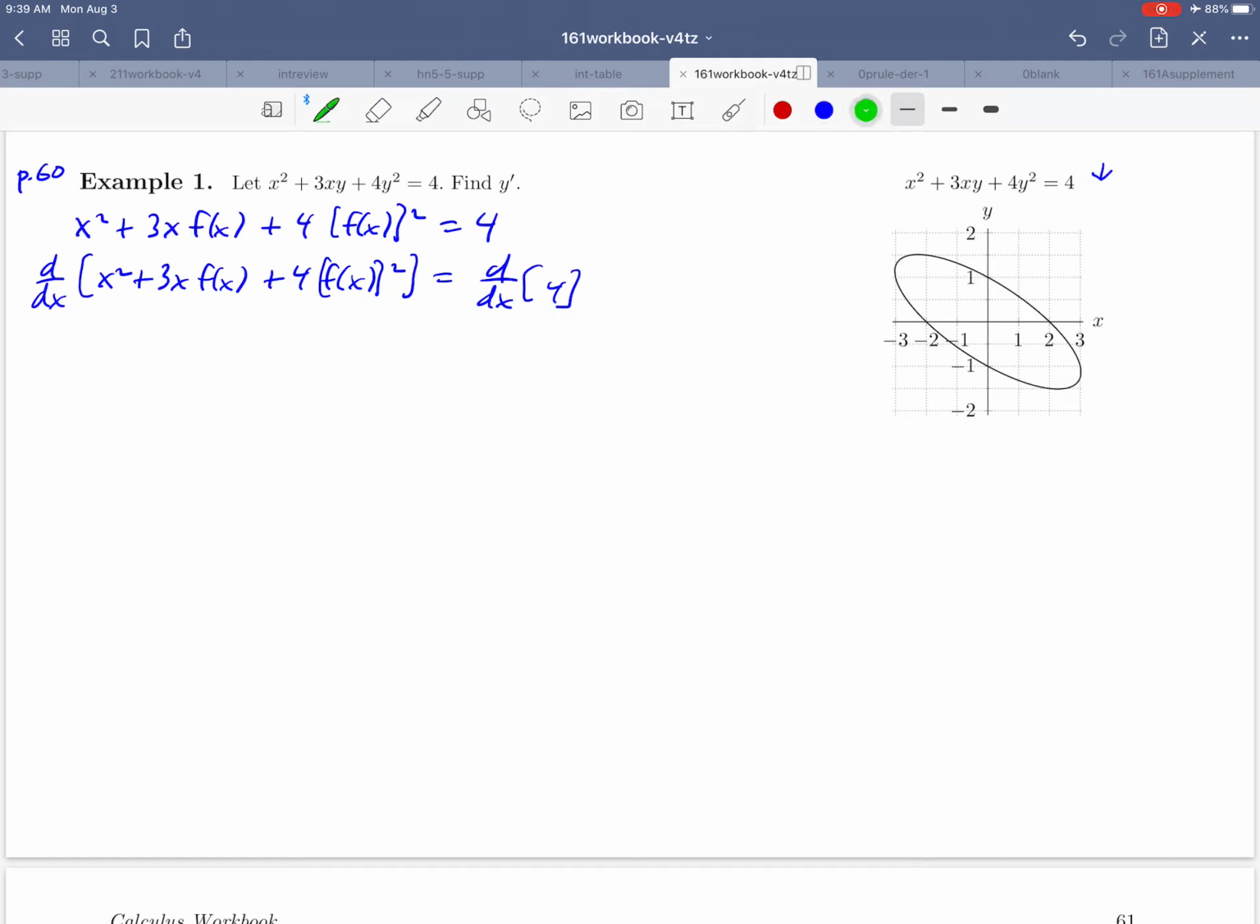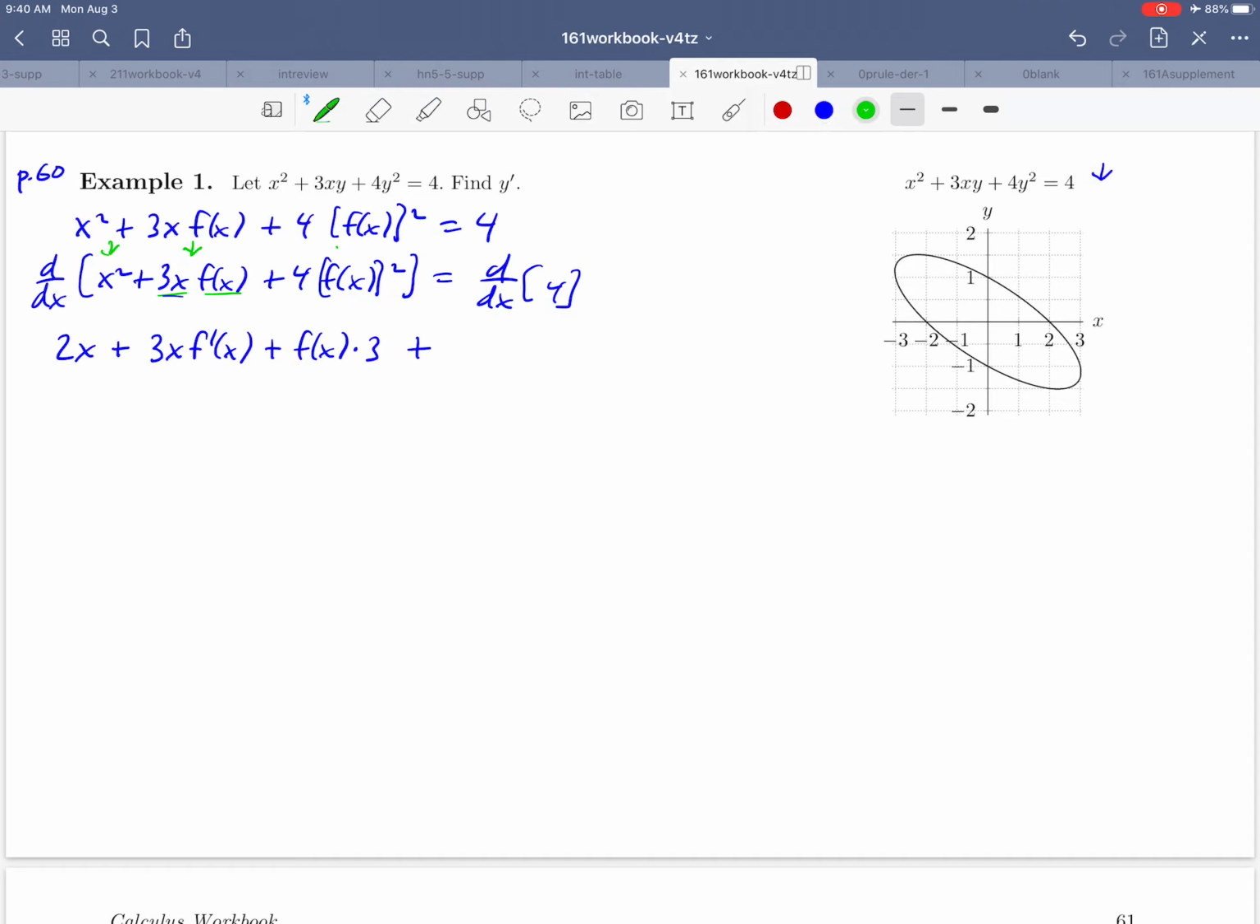Starting over here at the left, we want the derivative of x squared. That's just going to be 2x. What about the derivative of 3x times f of x? What's special about that? Well, notice that that's a product of 3x times f of x, so we're going to need to use the product rule there. We get the first times the derivative of the second, and the derivative of f of x is f prime of x, plus f of x times the derivative of 3x, that's just going to be 3. So we use the product rule there.